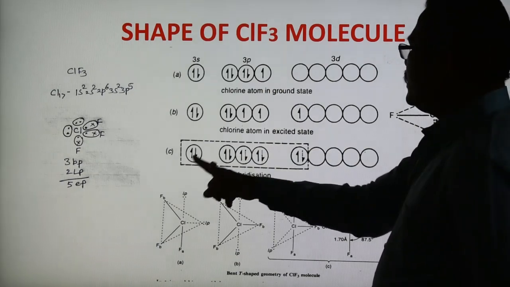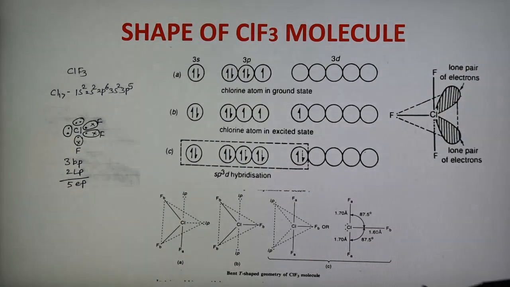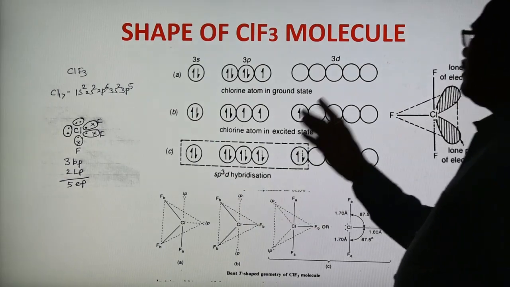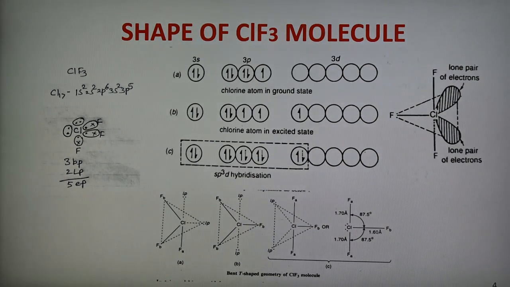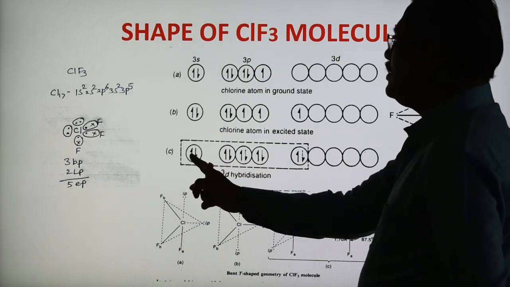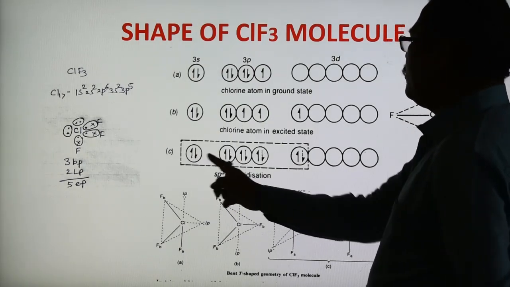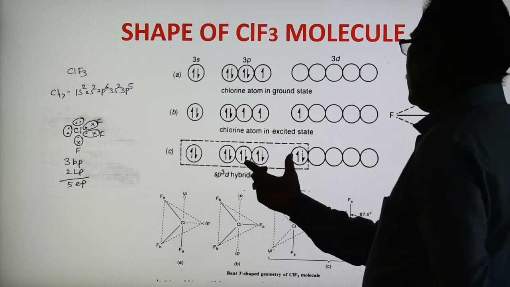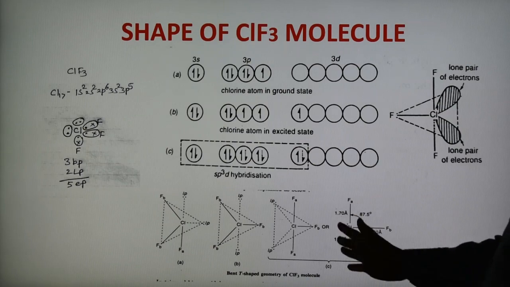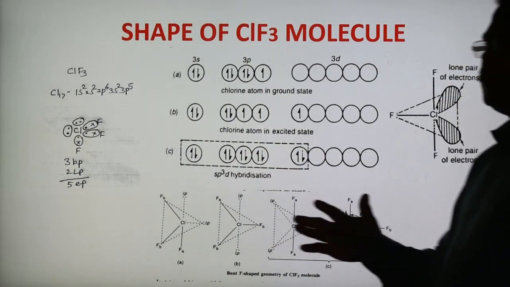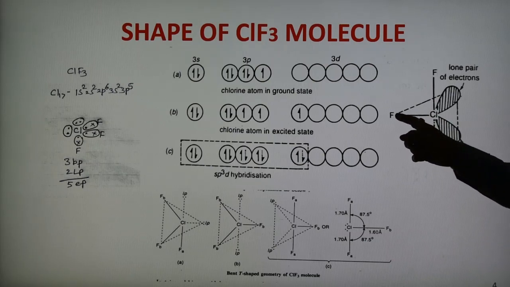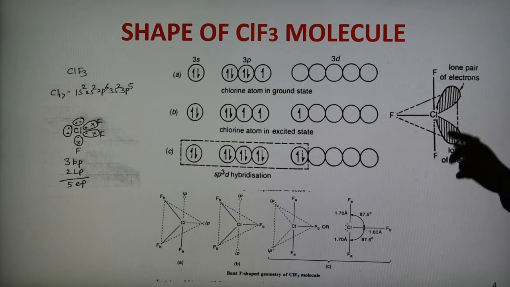In this case, one s, three p and one d orbital undergo hybridization, forming 5 sp3d hybrid orbitals of equivalent energy and shape. Out of these, 2 are the lone pairs, as these 2 orbitals already have paired electrons. So these are the 2 lone pairs and these are the 3 bond pairs, a total of 5 electron pairs. Again, for 5 electron pairs, the shape is trigonal bipyramidal. In trigonal bipyramidal, equatorial and axial positions are there.